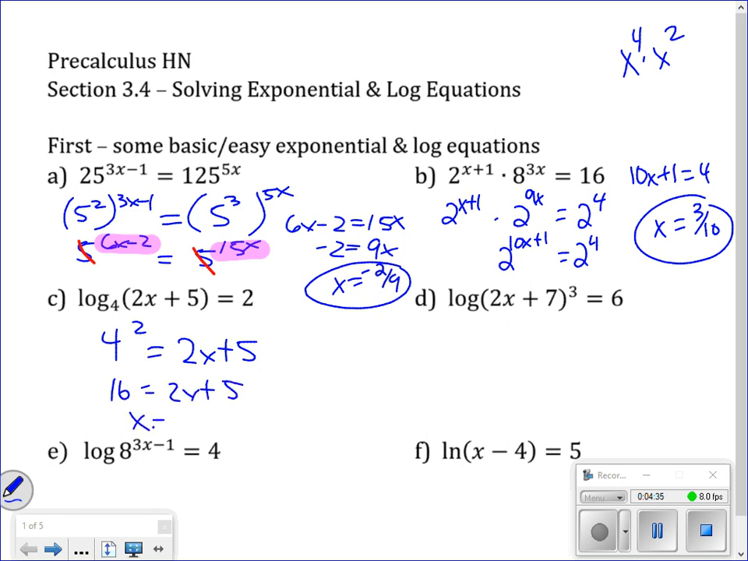So what's my answer to that? 11 over 2. And it was a log problem, so just go ahead and check it real quick. 11 over 2, could this log of 4 handle 11 over 2 right here? Yeah, it's not going to make it negative, so we're good.